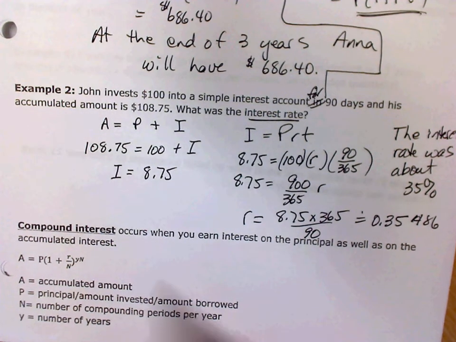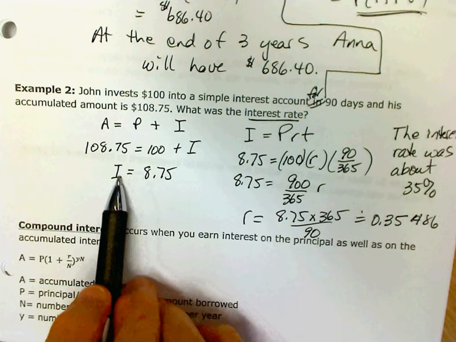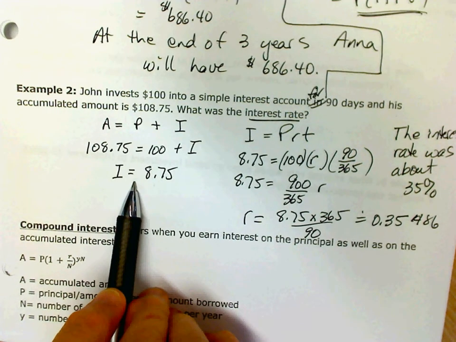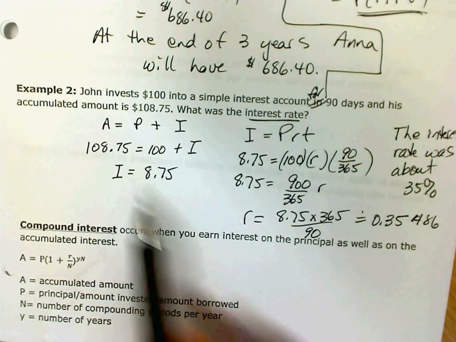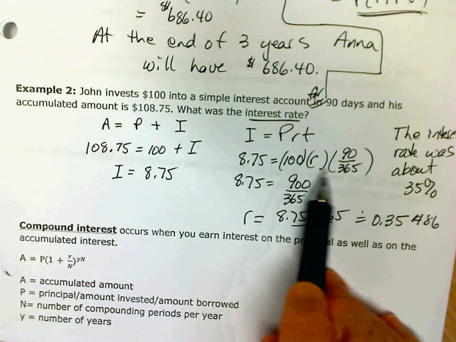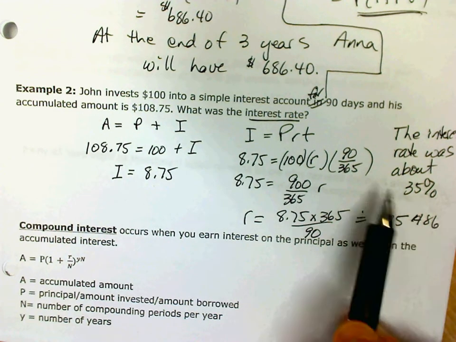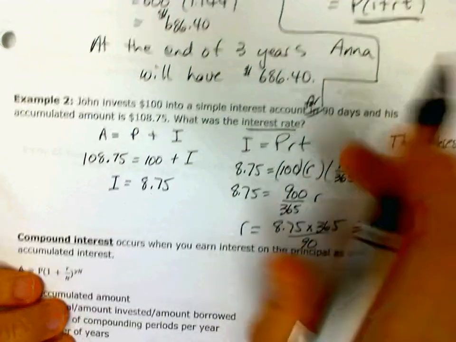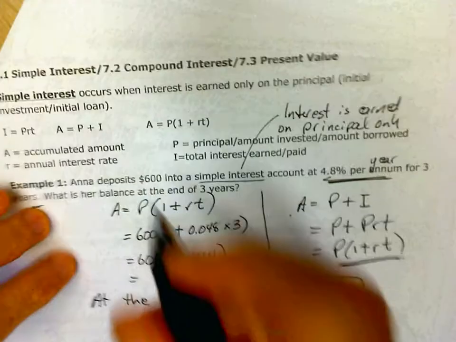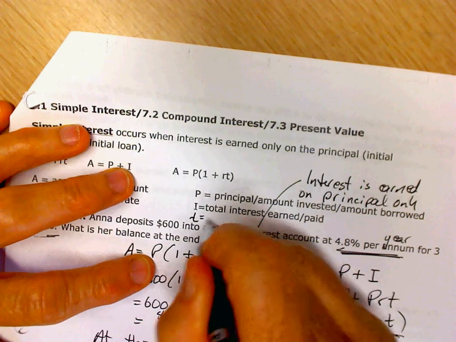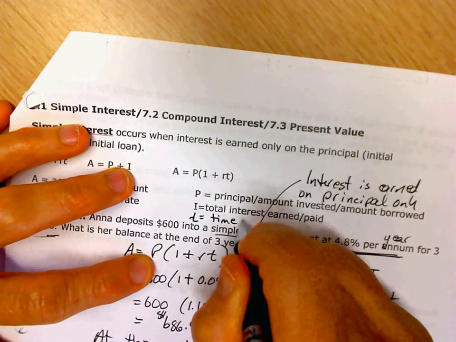First, we need to know how much of that was interest. And then interest equals PRT, and we solve for time in years. T is time in years. We should add that up here. T equals time in years.